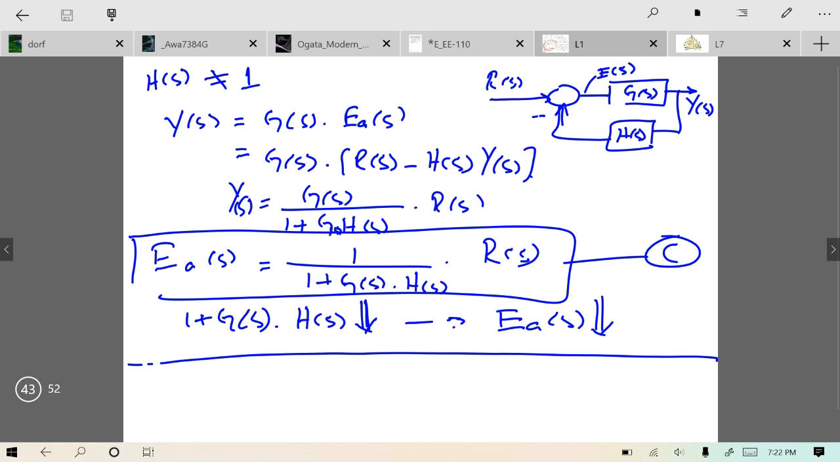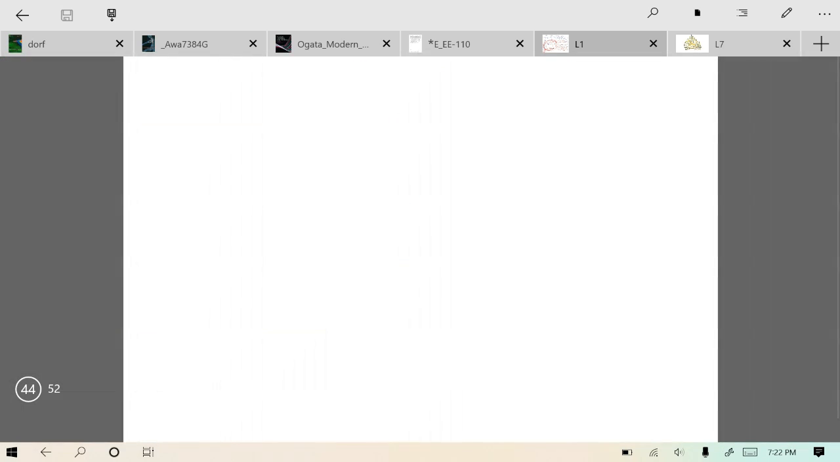So this was the first characteristic of the feedback control system, that we can reduce the error using our feedback path. We can visually see that the error is reduced when you have a feedback path. So this was the first characteristic of your feedback control system.